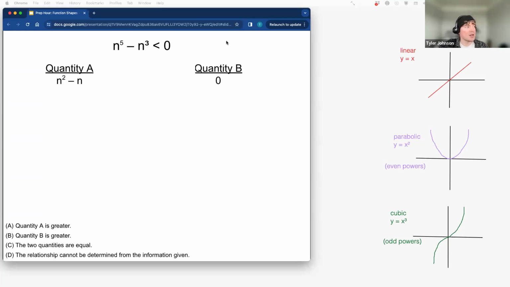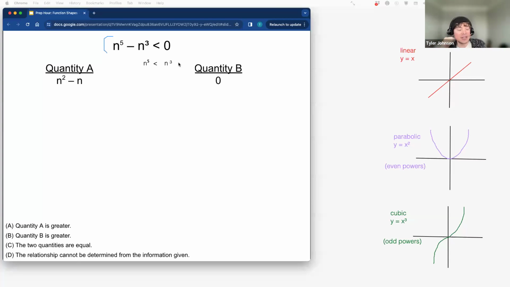So the first thing I'm going to do here is do what I can to simplify this upfront information. That n to the fifth minus n cubed is less than 0. I'm going to get that into a form that's a little more digestible. So first thing I'm going to do is add n cubed to each side. I think that makes it a little easier to see versus comparing to 0. I'm just comparing my two n functions now. So this tells me the fifth needs to be smaller than the cube.